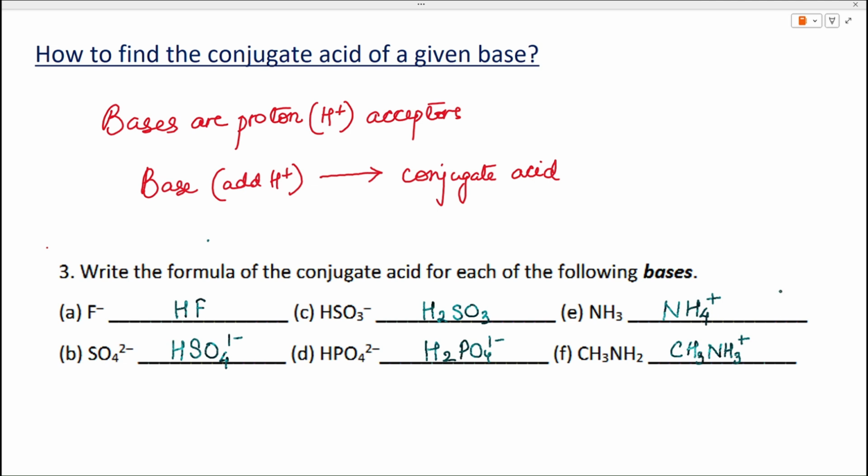So whenever we've been given a base, just add H, introduce a positive charge, and what you're going to get is a conjugate acid. I hope you enjoyed and understood it.